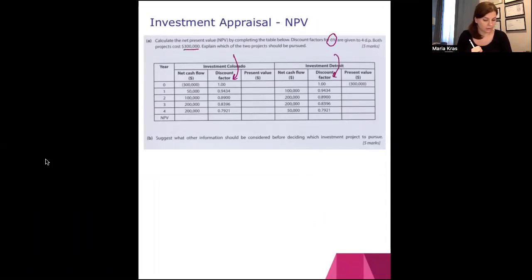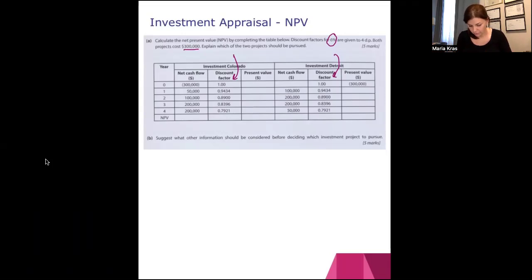So again, I will ask you to calculate the project Colorado and project Detroit. So for example, you're opening a new shop, and one would be located in Detroit and another one is in Colorado, and you only have $300,000 to play with, so you have to select one or the other. Okay, so start your calculations.